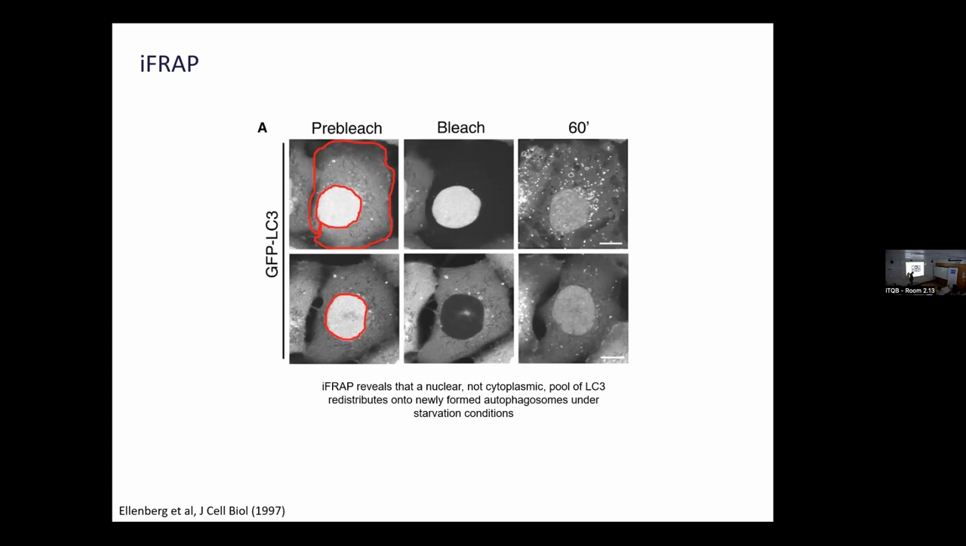If you do the reverse, if you photobleach the cytoplasm, now you have autophagosomes being formed, which means that they are being formed by LC3 that's coming from the nucleus, not from the one that's synthesized in the cytoplasm. And this matches a biological process that was discovered in this paper, that LC3 needs to be deacetylated in the nucleus before it can form the autophagosomes. So this is a very ingenious, very elegant use of inverse FRAP to show in live cells that clearly only LC3 that was in the nucleus can form the autophagosome. Very, very simple, very powerful, very intuitive.